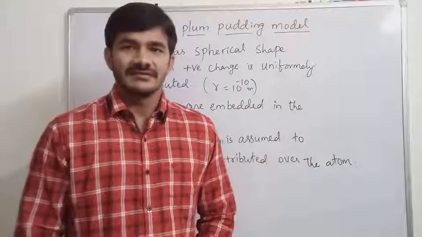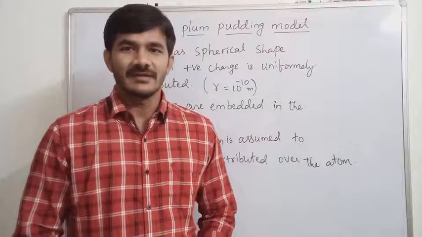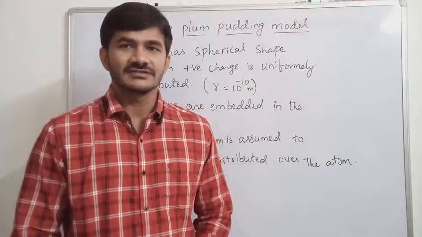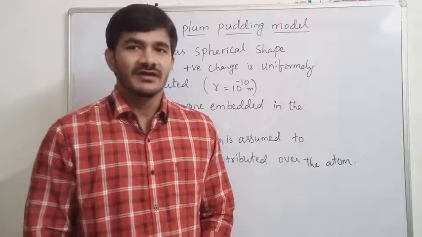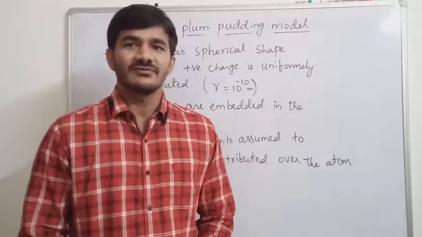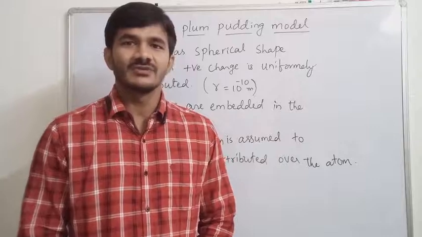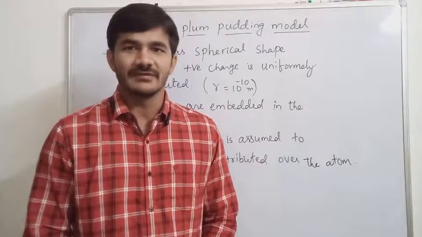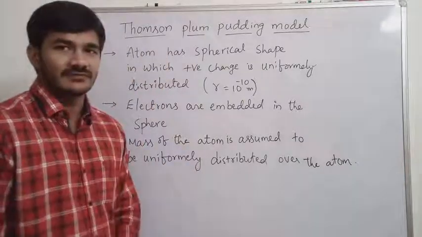Hello everyone. In my previous lectures, I explained about fundamental particles, that is electron, proton, neutron and their characteristic properties. Now in this lecture, I will explain about atomic models, Thomson atomic model and Rutherford alpha ray scattering experiment. Now let us see first Thomson plum pudding model.